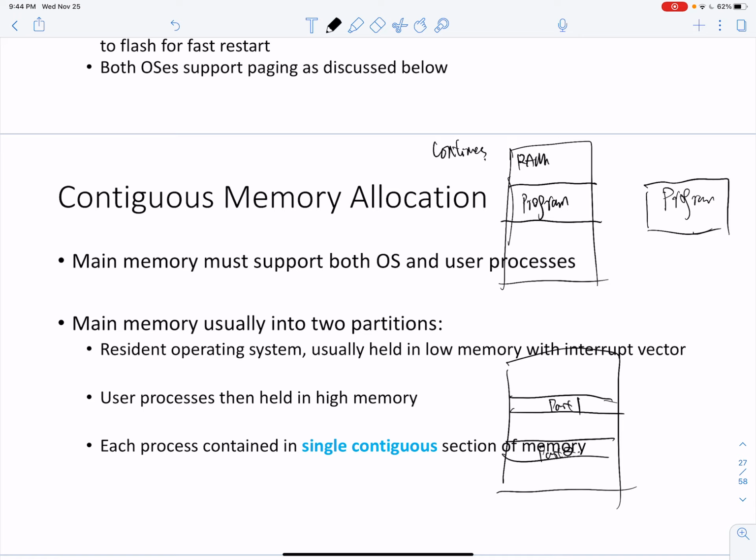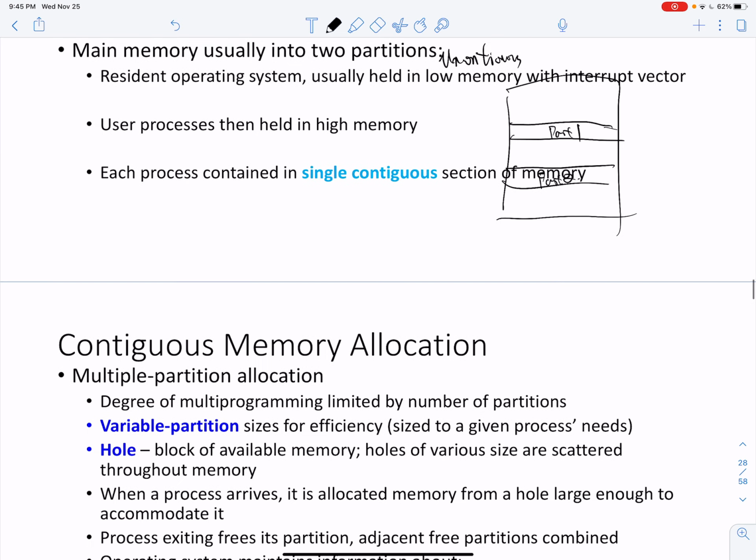So the question is, which one is better? Each of them comes with an advantage and a disadvantage. The advantage of continuous memory allocation is that when we want to read something from the program, it's going to be relatively fast because everything is consecutive. When we finish executing the first instruction, we just need to go directly to the next space to retrieve the second instruction. But it comes with a serious disadvantage, which is here.